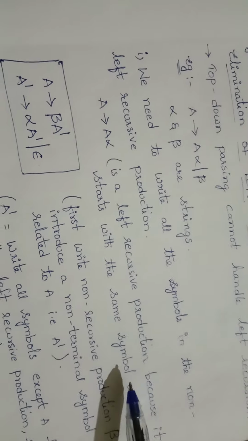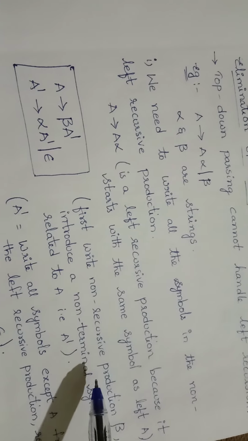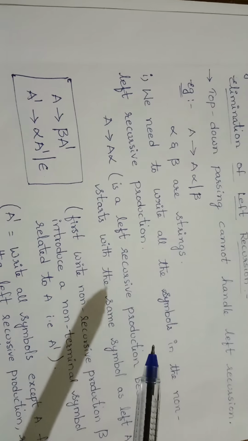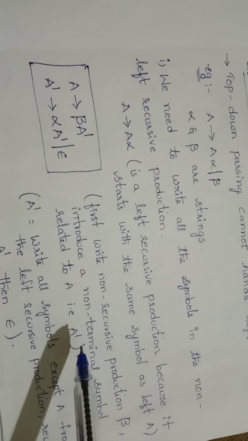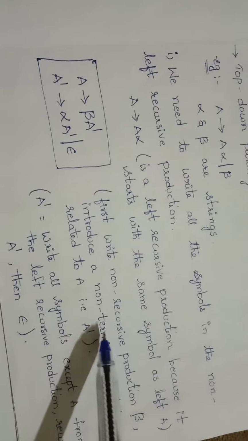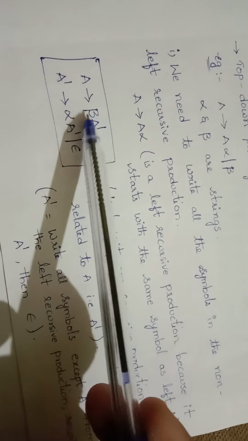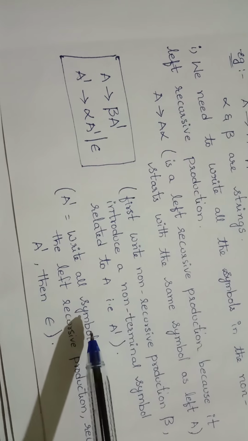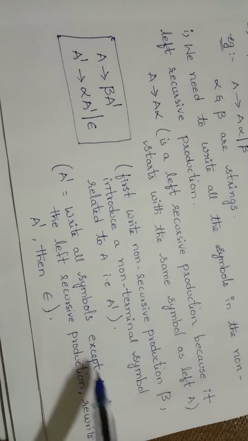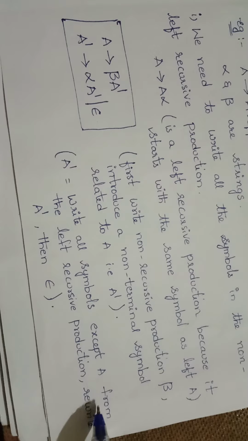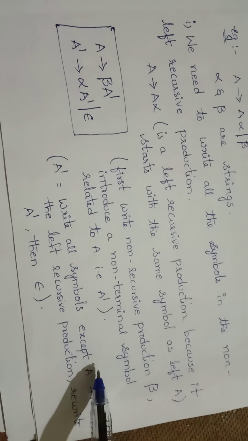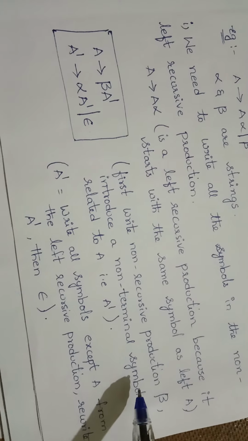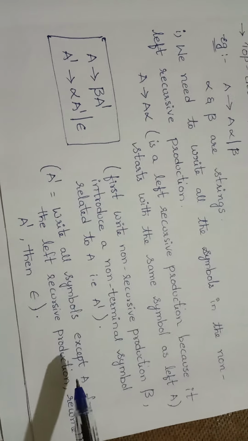The first step is, you need to write all the non-recursive productions from the given input string, and then we need to introduce a new symbol related to the starting symbol, and for that new symbol which we have introduced, you need to derive it. So for that, we need to write all the symbols except the repeated symbol, whatever the symbols are there, and then write the epsilon.